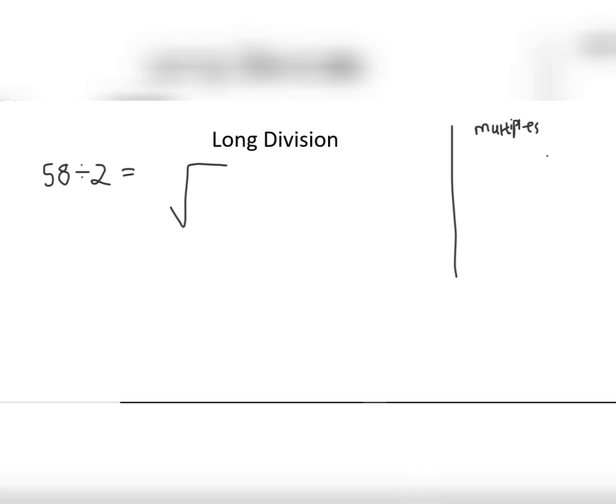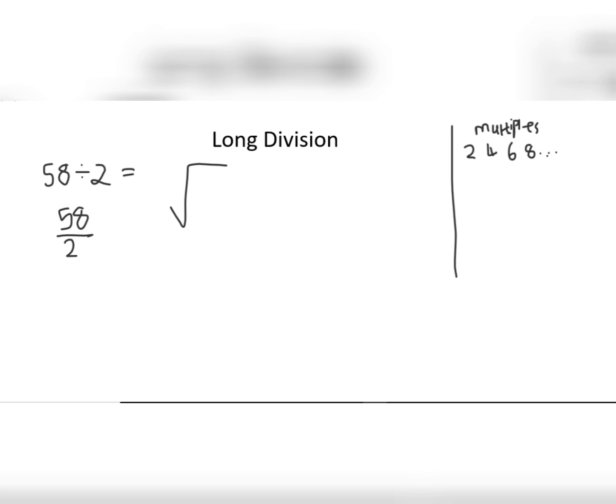So what do you do when you're teaching long division? 58 divided by 2. This example, of course, can also be written like this: 58 over 2. Now this kind of long division, there won't be remainder. A child can easily count 58 divided by 2 if the child is very good at multiples, multiples of 2: 4, 6, 8, and so on. But if the child is not very good at multiples, the child can use long division.